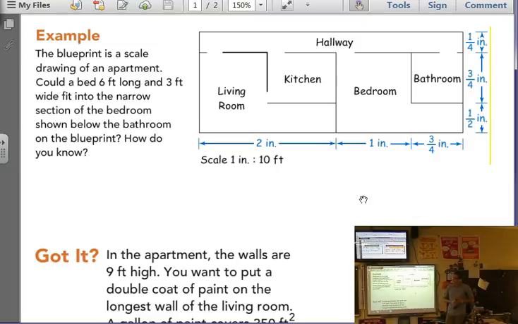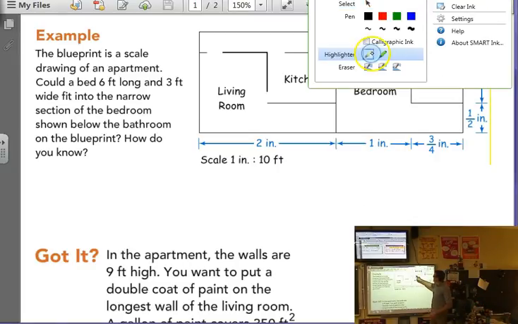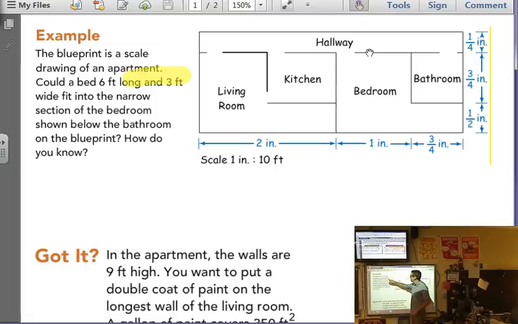The blueprint! My buddy Randy works for an architecture company. He actually works for 2 different places, one is an engineering firm. Part of his job is drawing up blueprints for people, and you always draw them using a scale factor, because of course you can't draw them the real size. That wouldn't make sense. So, could a 6-foot long, 3-foot wide bed fit into this narrow section?